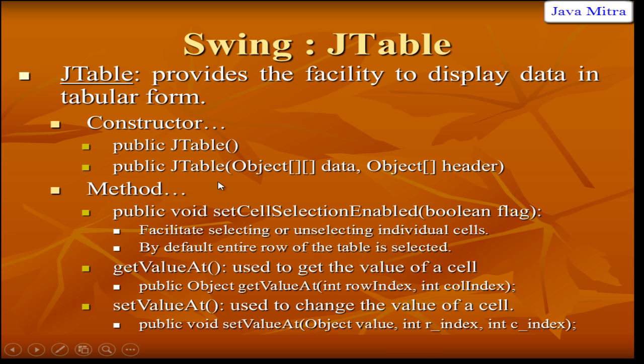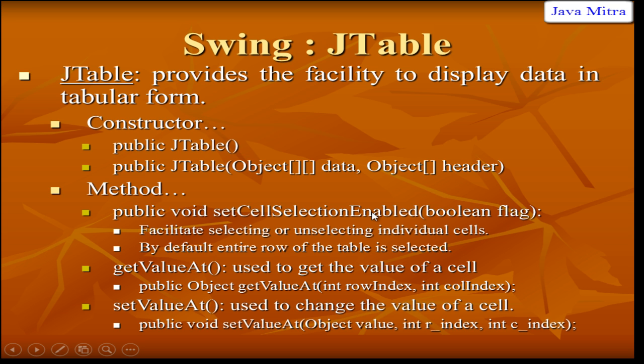Here I have shown you two different constructors: JTable with a no-argument constructor and with a two-argument constructor. The first parameter is a two-dimensional array that takes data, and the second one takes the header in array form. Some methods are shown here.